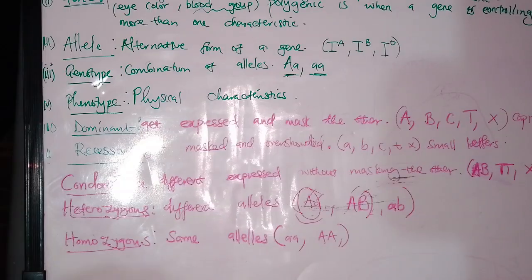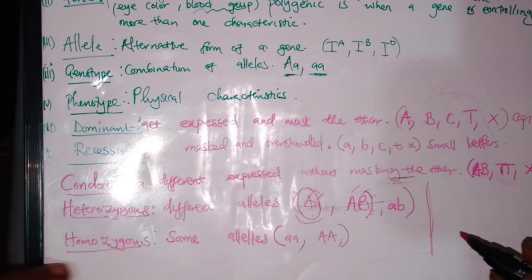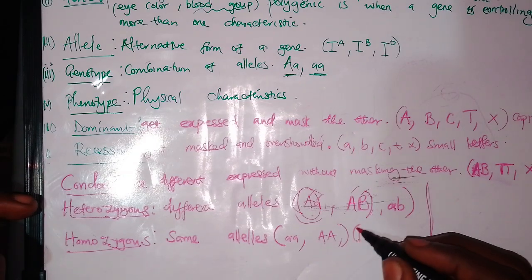Then one final important thing which you need to understand on heterozygous and homozygous is that organisms which are homozygous, organisms which have the same alleles, are known as the pure breed.